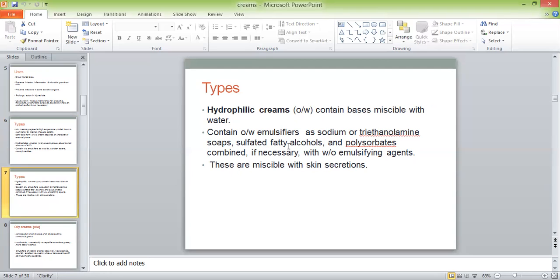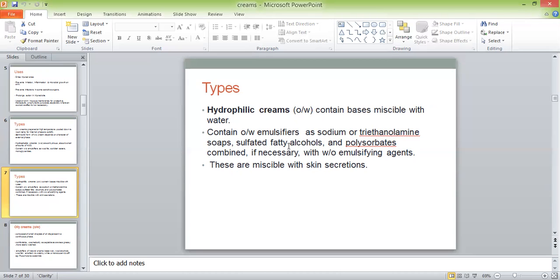Now then we have polysorbates. Now polysorbates, what are they? It is a class of emulsifiers. This is basically an oily liquid which is derived from ethoxylated sorbitan, which is derived from sorbitol, and it is esterified with fatty acids. It acts as a surfactant, as an emulsifier, and as a fragrant.